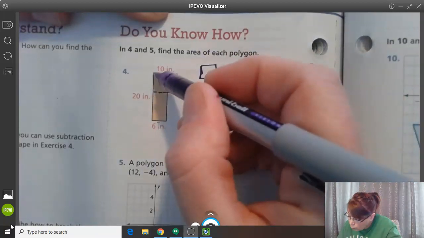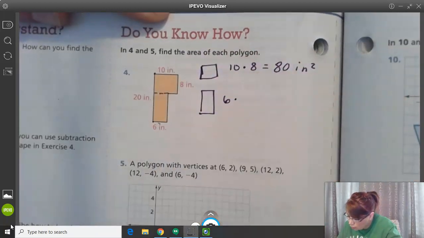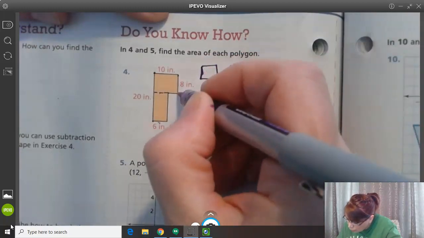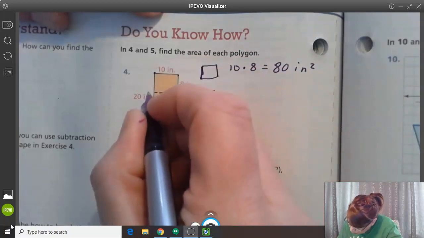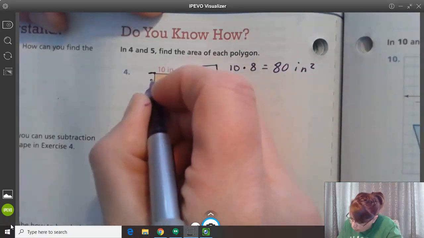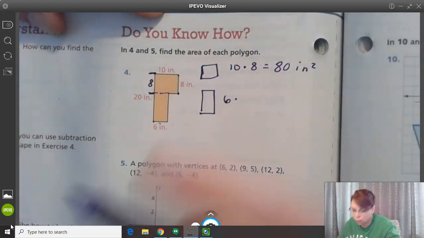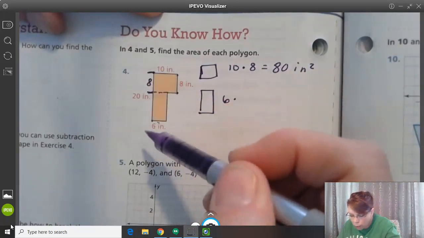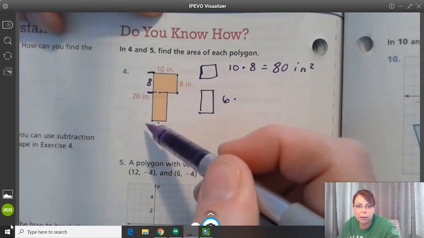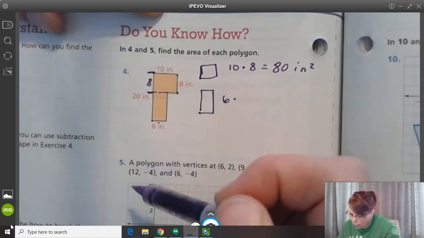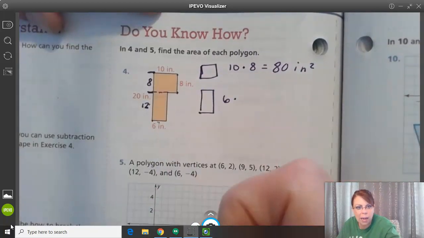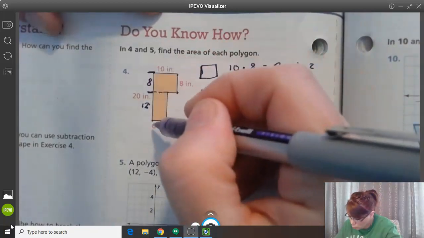This is where it gets a little bit tricky for us. Well, what we do know is the whole length from here to here is 20. And we know from here to here is 8. So if this whole side is 20, that means 8 plus whatever equals 20. So 20 minus 8 is 12. 12 plus 8 equals 20. That gives us the full measurement for this side.